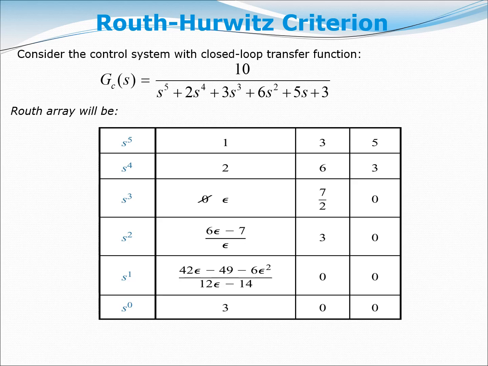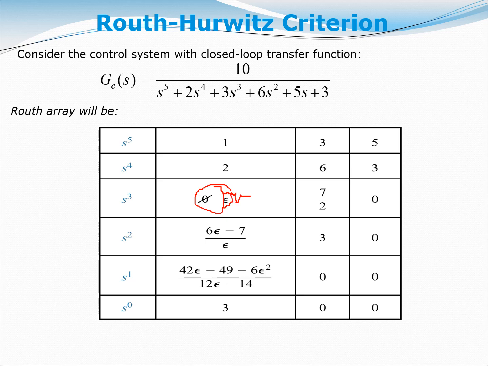Consider the control system with a closed loop transfer function here. Then let's say you already developed this Routh array table. The problem here is that you will get 0. You will get 0 here when you do the calculation. So how to solve this one? To solve this one, you need to introduce this variable epsilon.